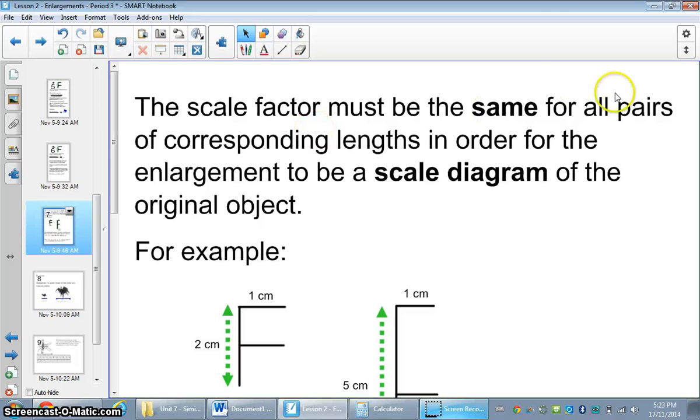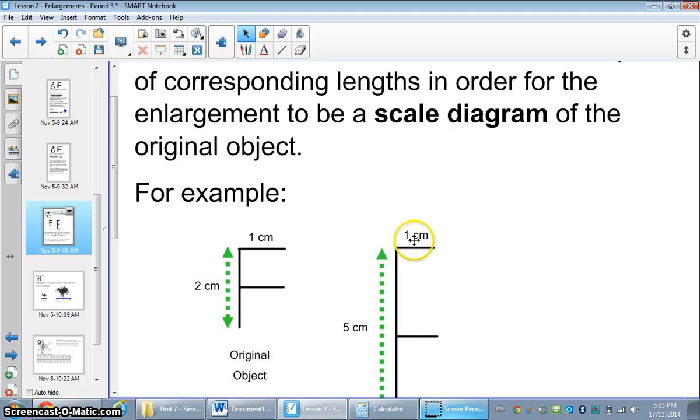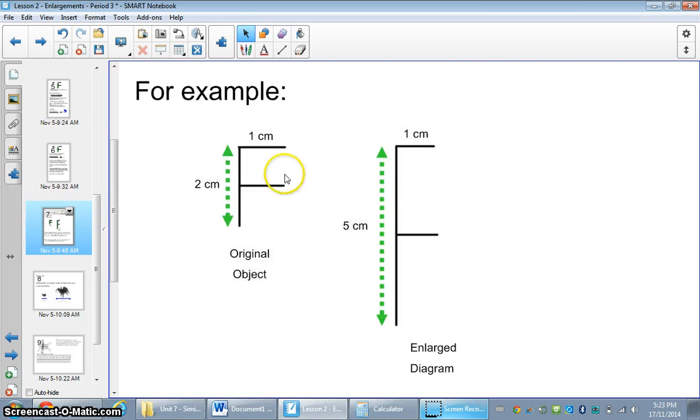So the scale factor must be the same for all pairs of corresponding lengths in order for the enlargement to be considered a scale diagram. So for example, here's the original F, the same thing. This length is 2.5 times bigger, it's 5 centimeters, but this one hasn't changed.